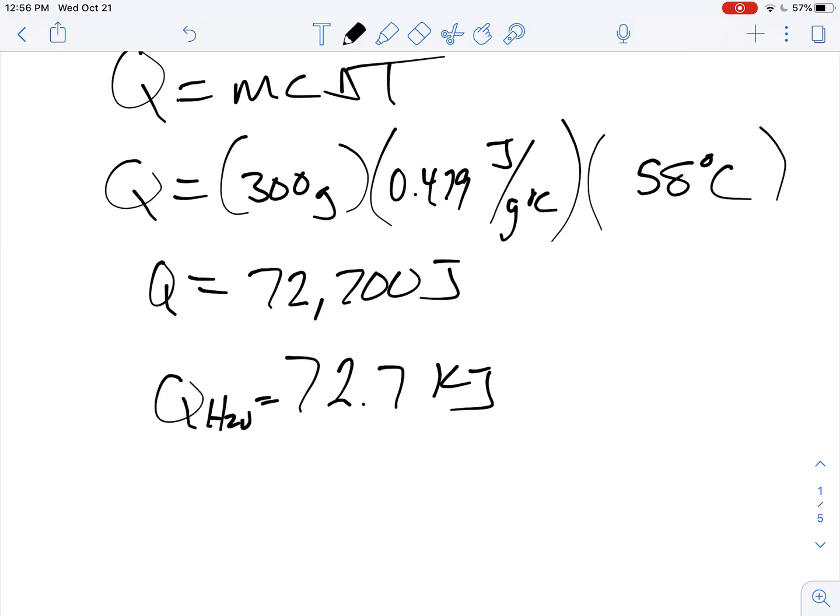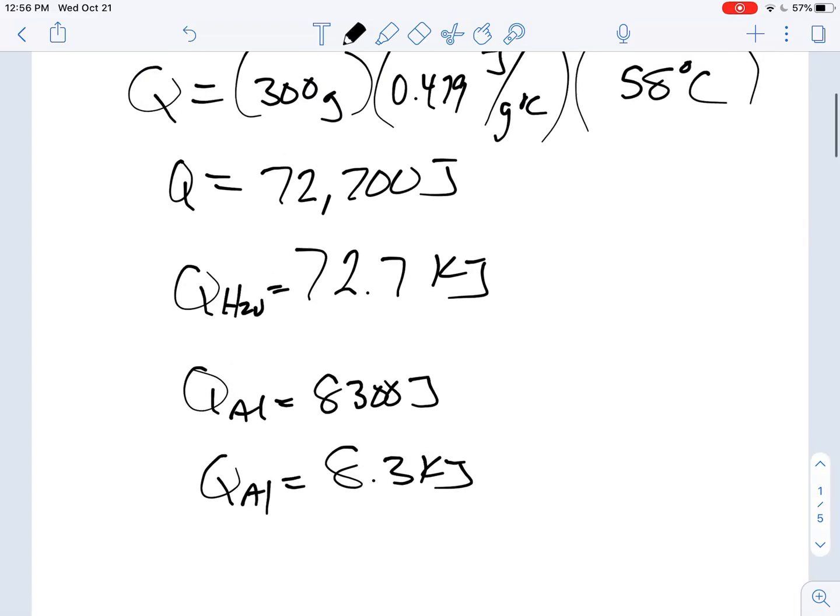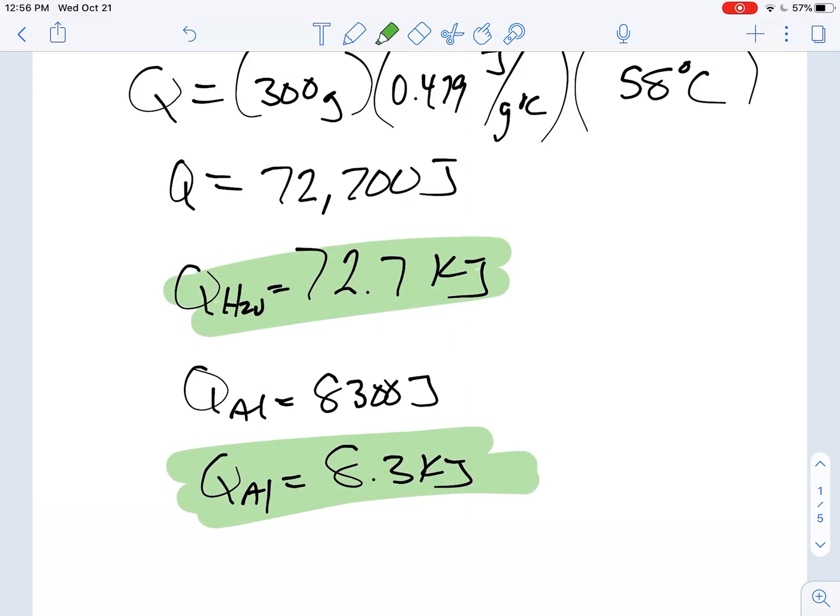So the Q of the water was that. The Q of the aluminum then is going to be equal to 8,300 joules, or 8.3 kilojoules instead. So that is that. The Q for the water is that, and the Q for the aluminum is that.